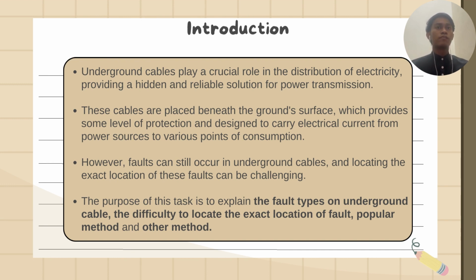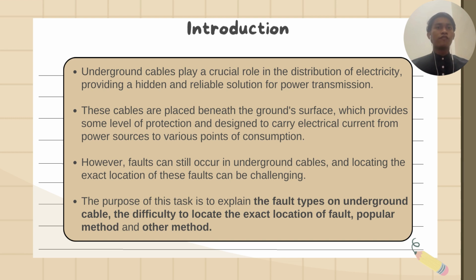The underground cables play a crucial role in the distribution of electricity, providing a hidden and reliable solution for power transmission. So these underground cables are placed beneath the ground surface, which provides some level of protection, and designed to carry electrical current from power sources to various points of consumption. However, faults can still occur in underground cables, and locating the exact location of these faults can be challenging.